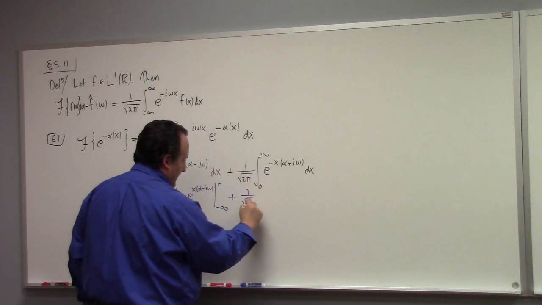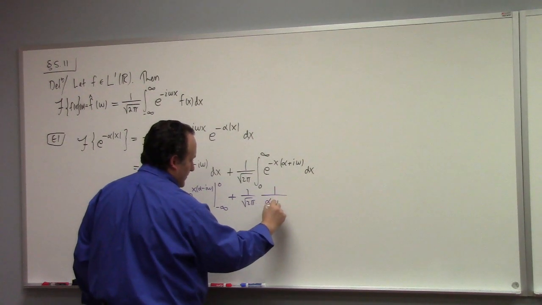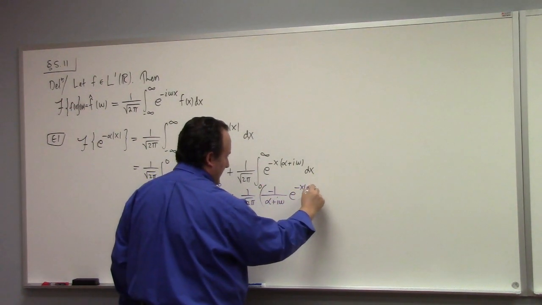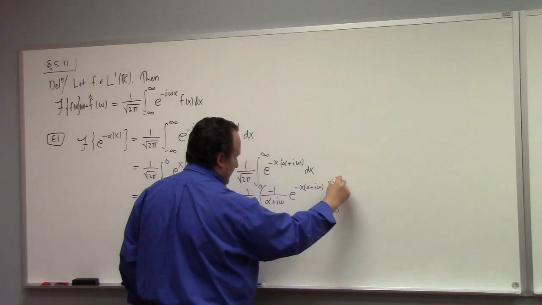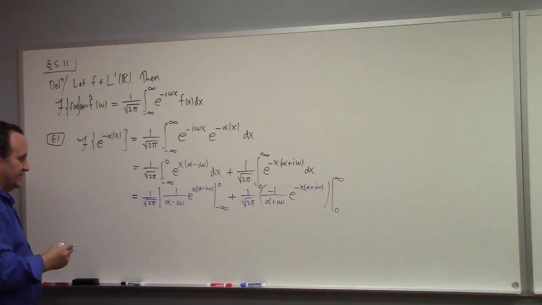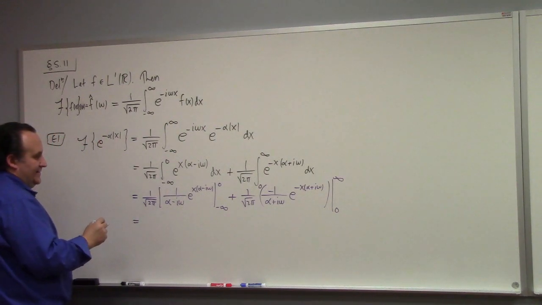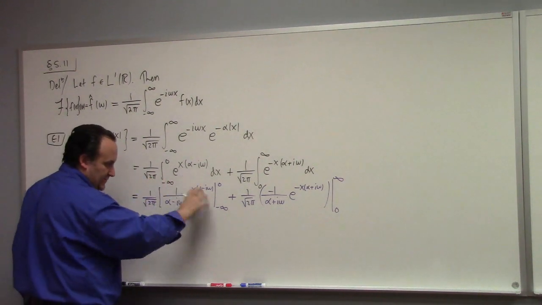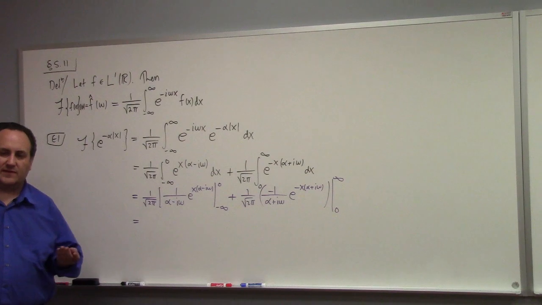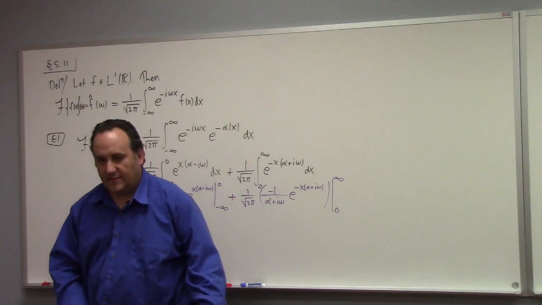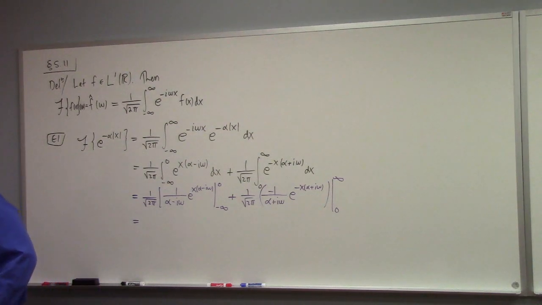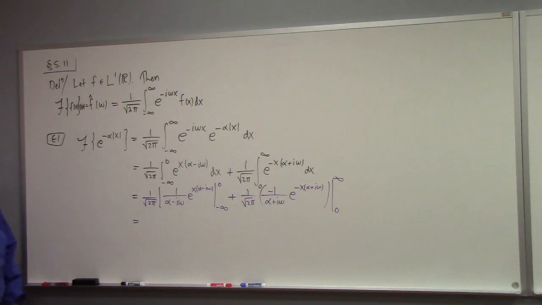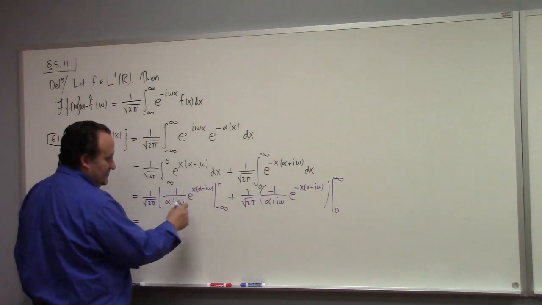Plus 1 over root 2 pi, 1 over alpha plus i omega, e to the minus x times alpha plus i omega, evaluated from 0 to infinity. And of course, don't tell my calculus 2 students about this. I'll deny it. But if you plug in minus infinity, that goes to 0. Technically you have to make a squeeze theorem argument, because the sine and cosine are modulated by an exponential with a negative argument, which becomes arbitrarily large and negative, and as such it squashes the bounded sine and cosine implicit within this i omega term.